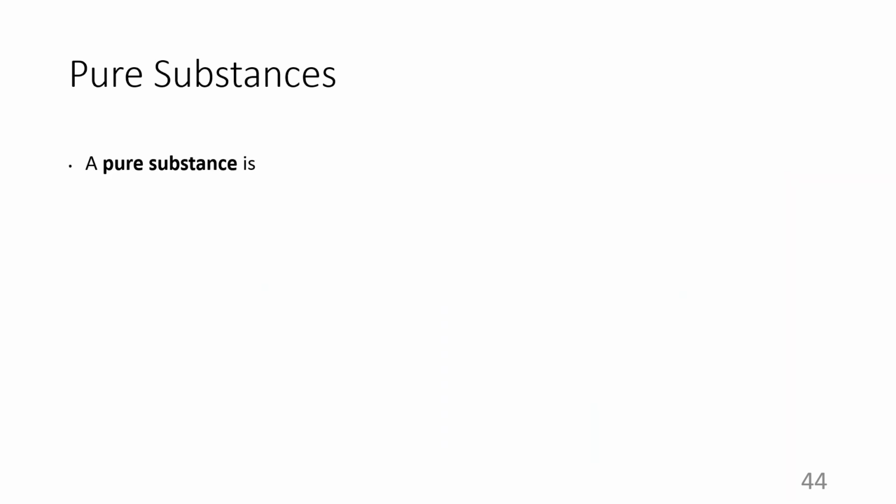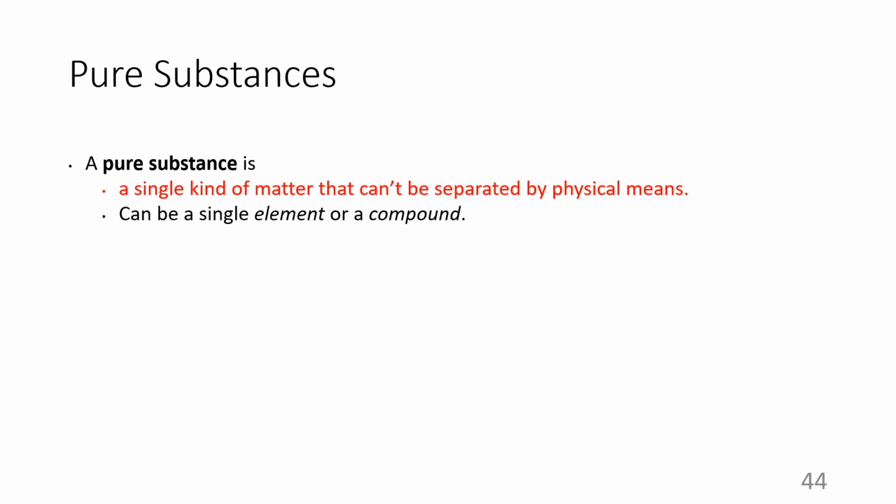And then there are different types of matter. There are pure substances, which is a single kind of matter that can't be separated by physical means. This can either be a single element or a compound. Both of those are considered pure substances. And here are some examples: calcium with symbol Ca, water, H2O, or aluminum, Al. All of those are pure substances.